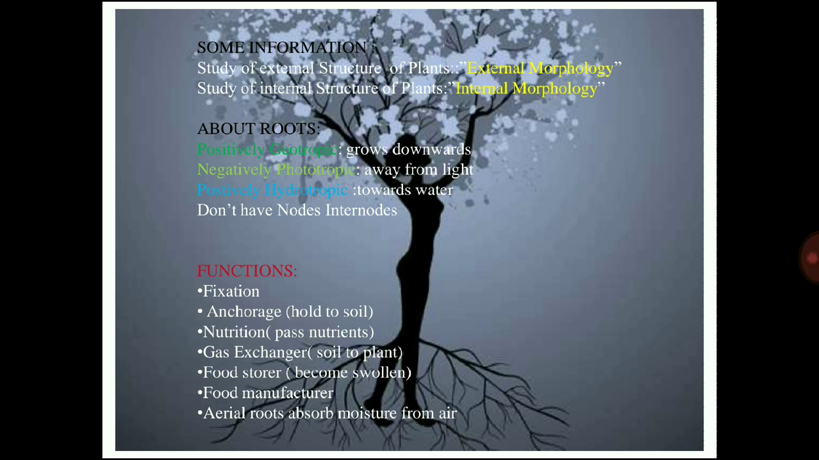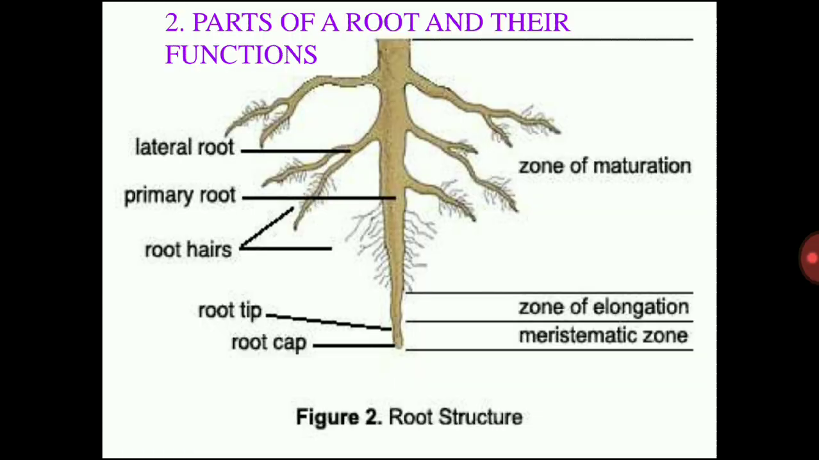The main functions of the root system are absorption of water and minerals from the soil, providing a proper anchorage to the plant parts, storing reserve food material and synthesis of plant growth regulators.